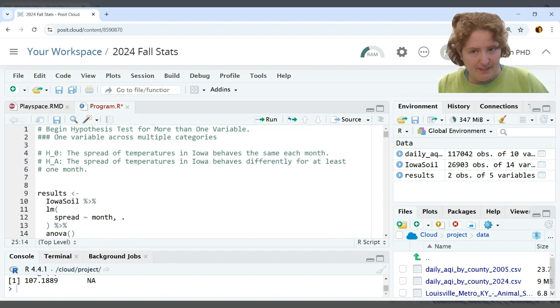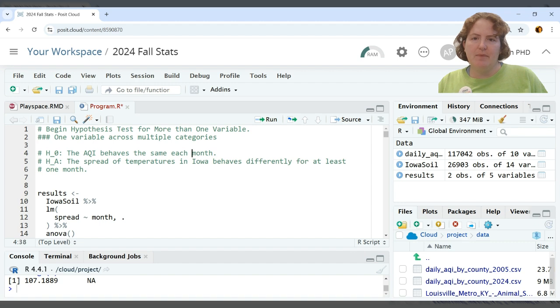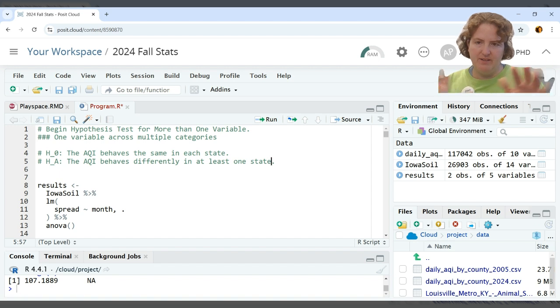If I'm looking at something different, my other data set is about air quality. The null is that the average air quality, AQI, air quality index, is the same in each state. And the alternative is that the air quality index behaves differently in at least one state. So I've got my null, and then my alternative is that something misbehaves.